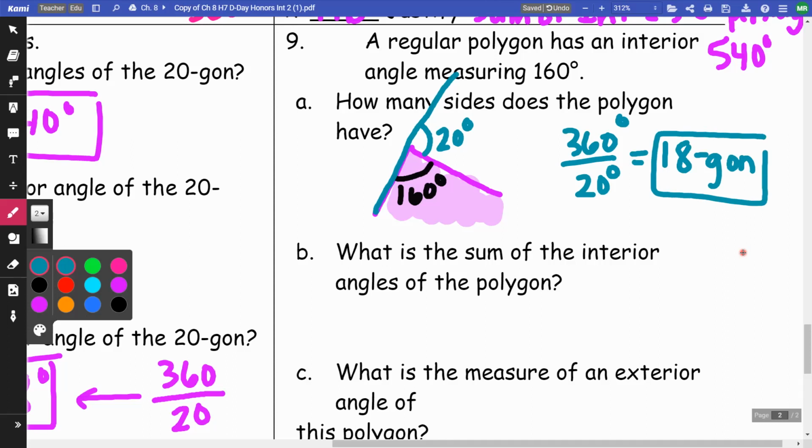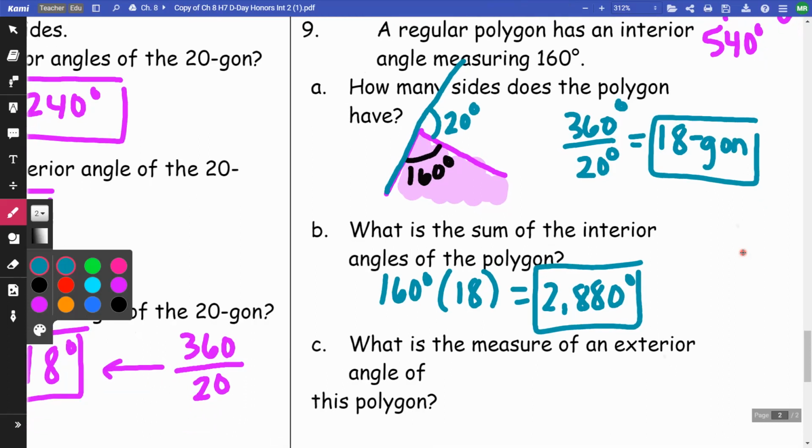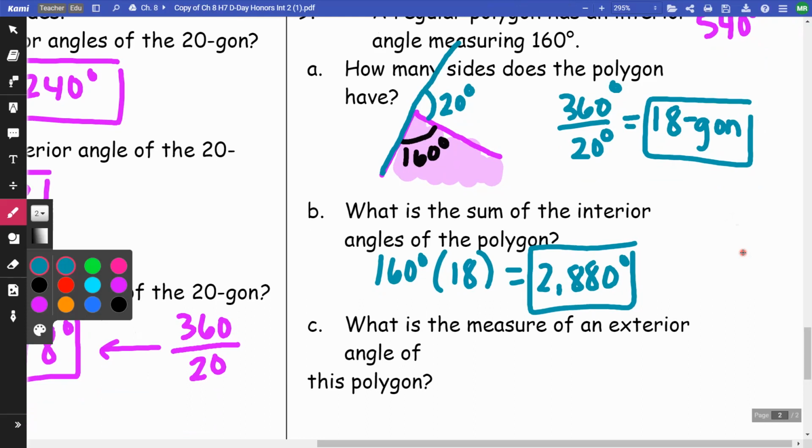What is the sum of the interior angles of the polygon? Well, if I have 160 degrees for one interior angle, and I have 18 of them, I'm going to multiply and I end up with 2,880 degrees. What is the measure of an exterior angle? I found that it is 20 degrees. That's what I found in part A first.